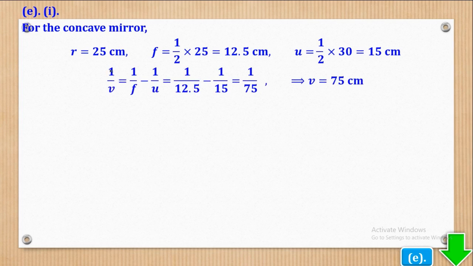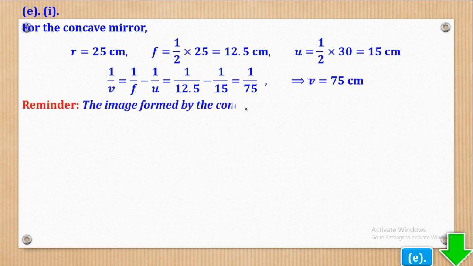So that gives me 1 over V equal to 1 over F minus 1 over U. I'll substitute for F, substitute for U to come up with 1 over 75. But this is the reciprocal of V. Therefore, V will be equal to 75.